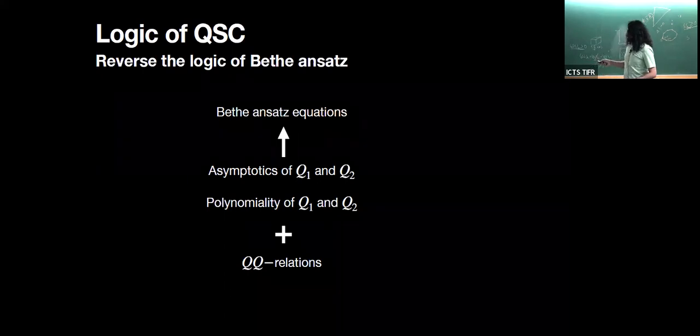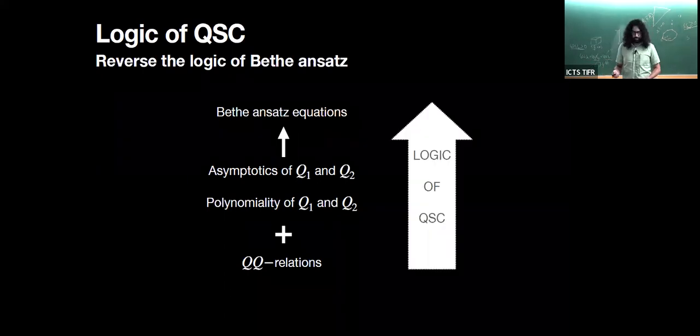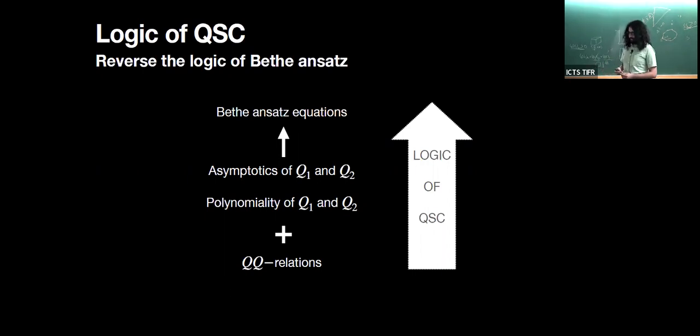So this flow of logic is the logic of the quantum spectral curve, which is one of the most sophisticated techniques to solve the spectral problem non-perturbatively in N=4 super Yang-Mills theory. The point which I wanted to make here is basically that all you need are these Q functions. All you need are these QQ relations and some assumptions about asymptotics and polynomiality, and this is equivalent to the Bethe-Ansatz equations and actually can go beyond them.